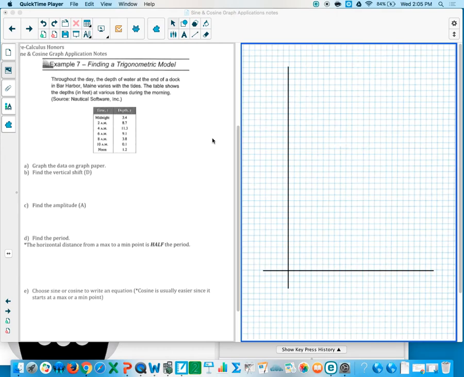In this video, we're going to take a look at the applications of sine and cosine having to do with the graphs. First thing we're going to do here with our data is we're going to draw a sketch of the graph. So you'll see I already kind of set up a nice grid. I'm going to put the time as my x and the depth as my y.